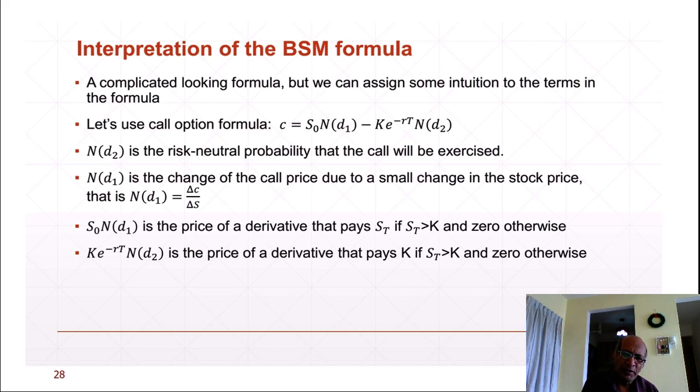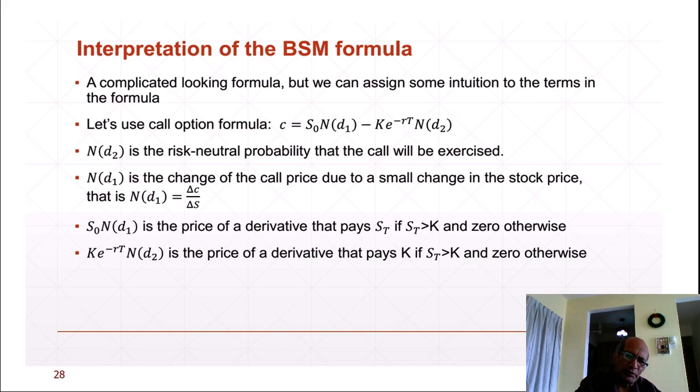The formula looks complicated, but we can assign some intuitions to the terms of the formula and see actually what it means. Let us use a call option formula. That is small c equal to S0, the current stock price, times ND1 minus the present value of the strike price, K e power of minus RT, times ND2. Only these two are involved here. So one part is the current stock price times ND1. The other part is the present value of the strike times ND2.